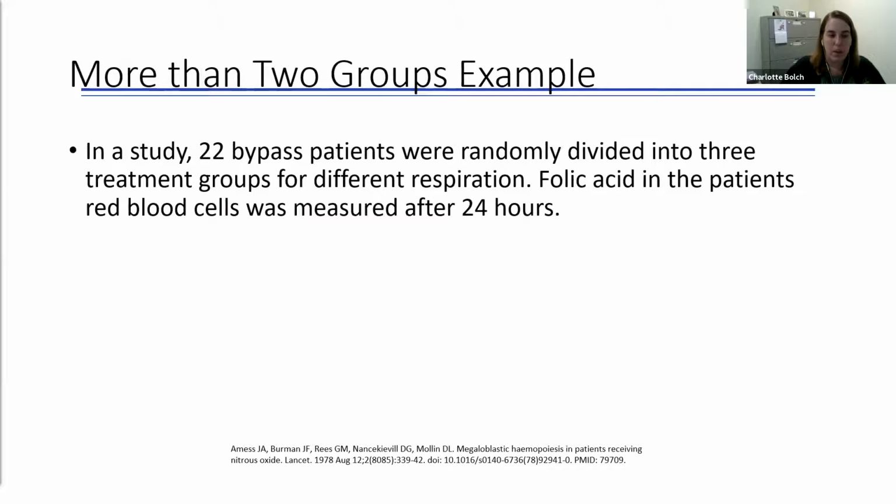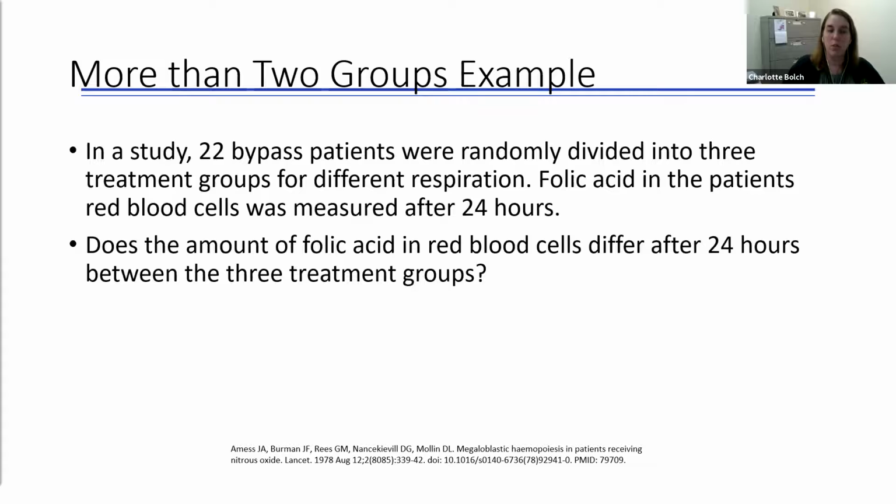An example of an ANOVA that would be appropriate was a journal article from the Lancet back in 1978. They looked at 22 bypass patients who were randomly divided into 3 treatment groups for different respiration, and then measured the folic acid in the patients' red blood cells 24 hours afterwards. What they were interested in was: does the amount of folic acid in red blood cells differ after 24 hours between the 3 treatment groups?